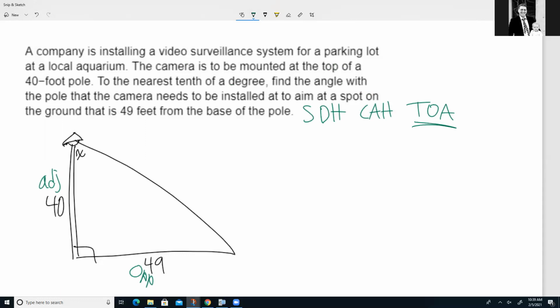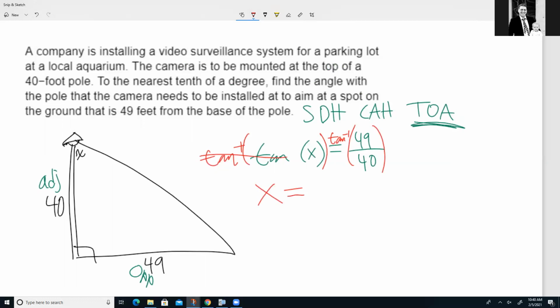Adjacent and opposite are parts of tangent. So tangent of x is going to be equal to opposite, which is 49, over adjacent, which is 40. Now, I know in order to solve this, I need to use inverse tangent. These guys get to cancel, and we'll have x equal to inverse tangent of 49 over 40.